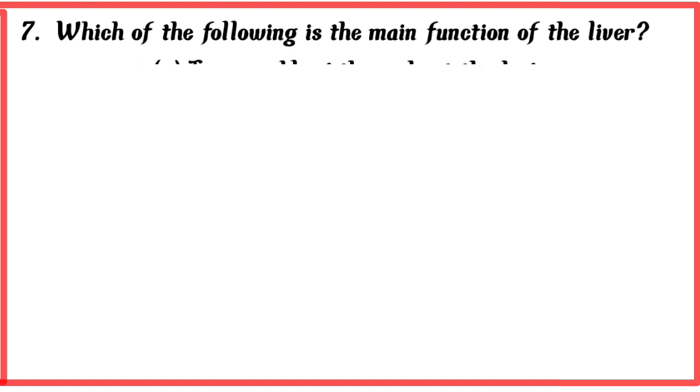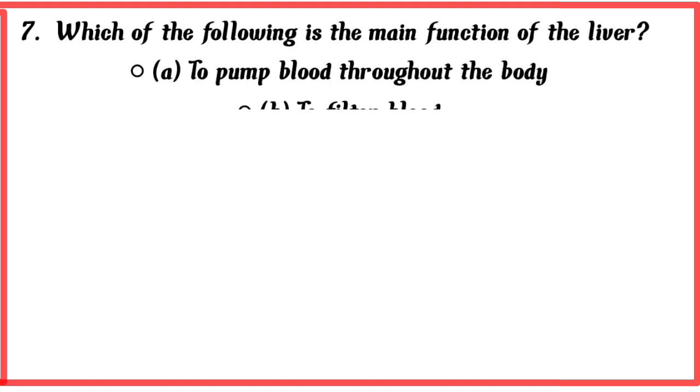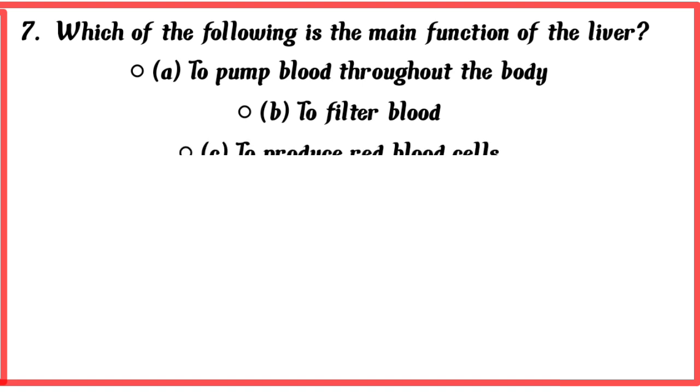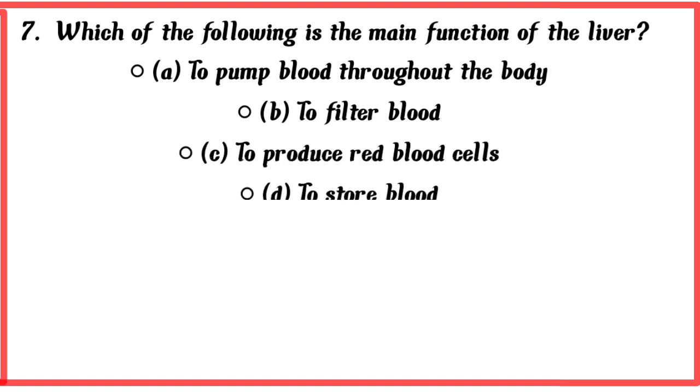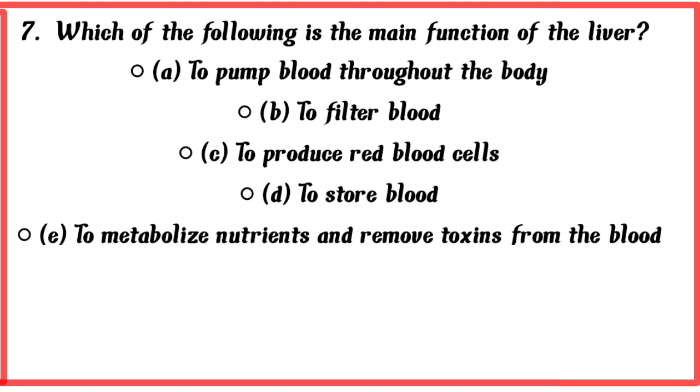Answer B. 7. Which of the following is the main function of the liver? A. To pump blood throughout the body, B. To filter blood, C. To produce red blood cells, D. To store blood, E. To metabolize nutrients and remove toxins from the blood.